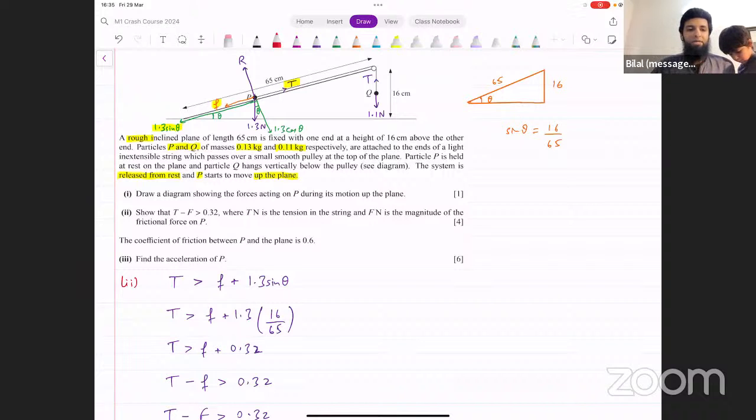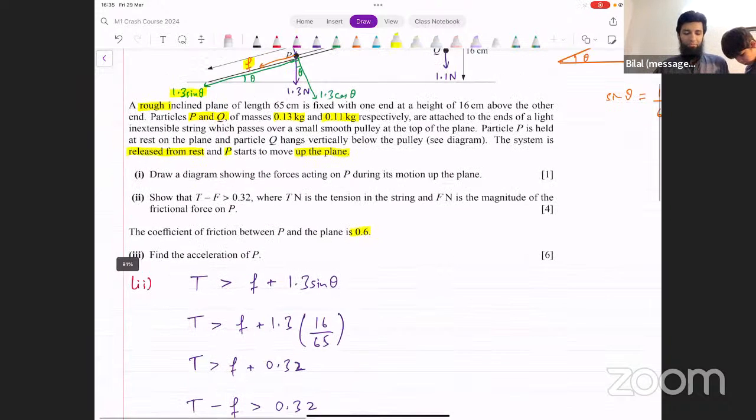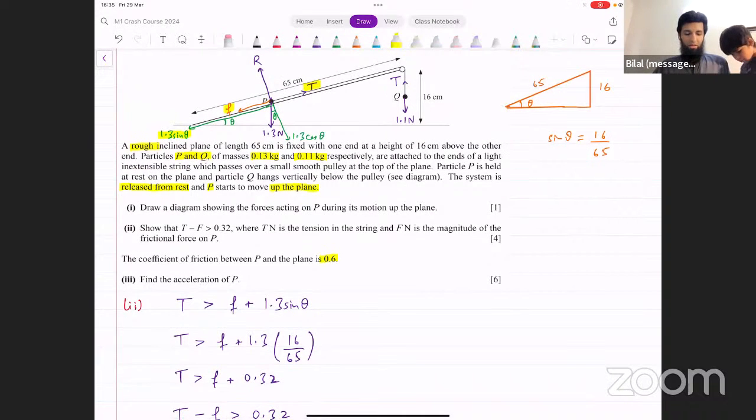All right, now it says the coefficient of friction between P and the plane is 0.6. Find the acceleration of P. Okay, so now we need to find the acceleration of P. What we can do is apply Newton's second law of motion.